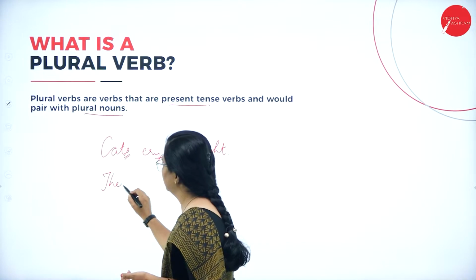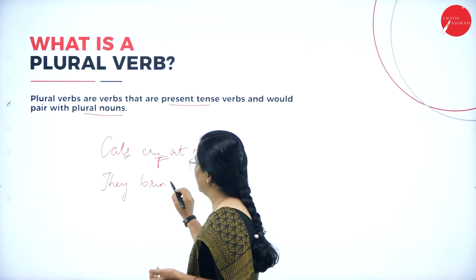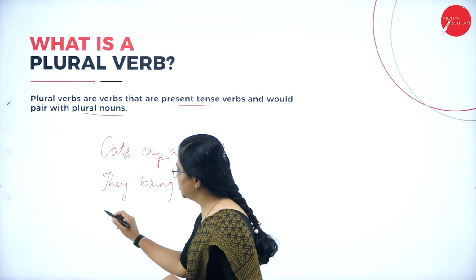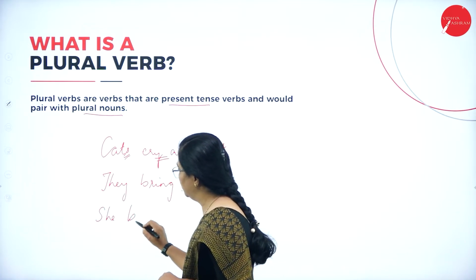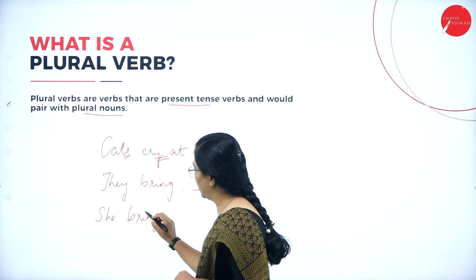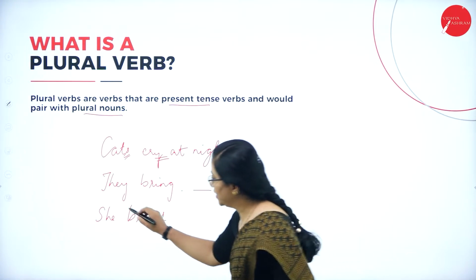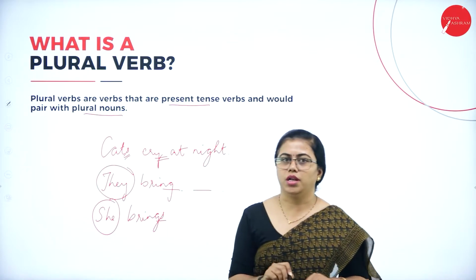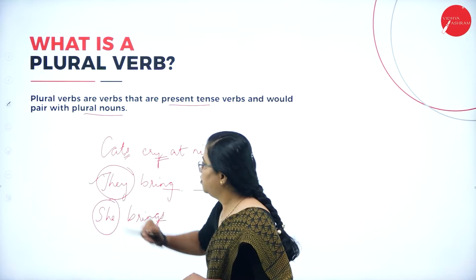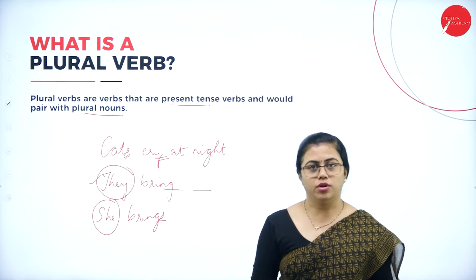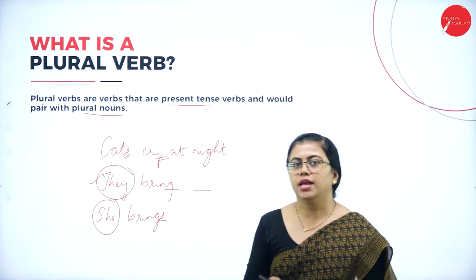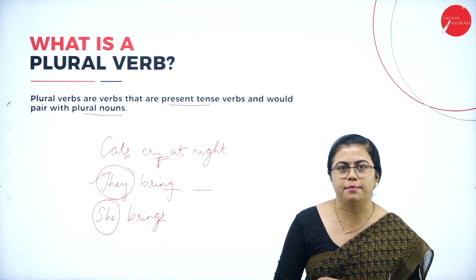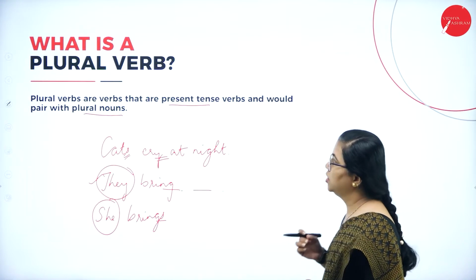They bring. Okay, whatever. I'm not writing the complete sentence. They bring. Suppose this was singular, it would have been she brings. Okay, so whenever we use S, it has to be singular. Whenever we don't use S, it has to be plural. Okay, so this is the plural verb I am talking about. Without S or ES, whatever verb is there, that is called a plural verb as shown over here as the example. Okay, so let's go to the rules now.